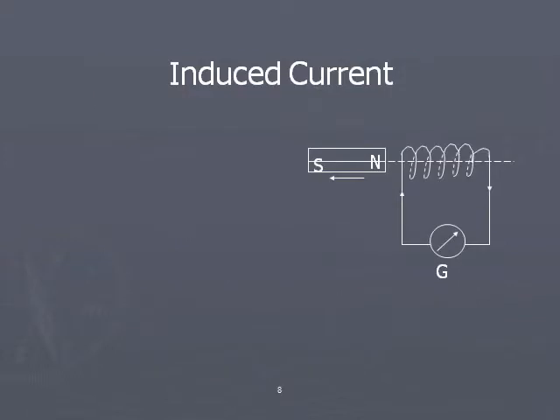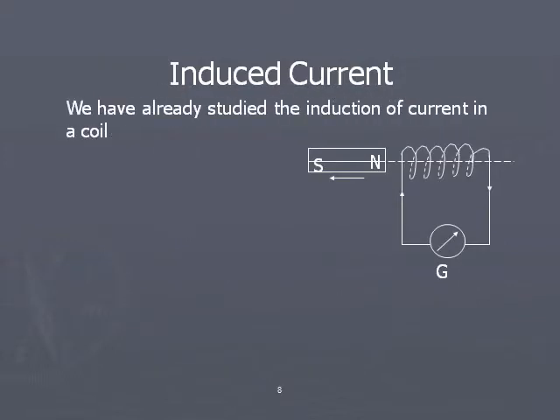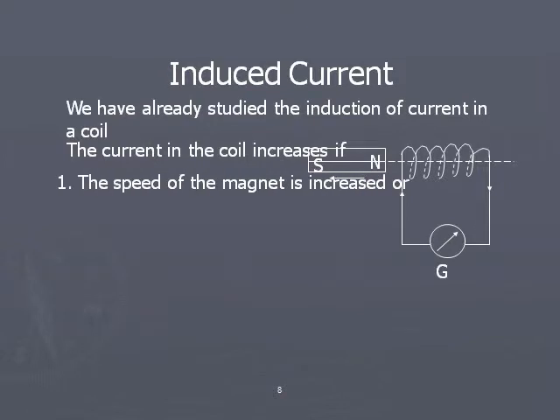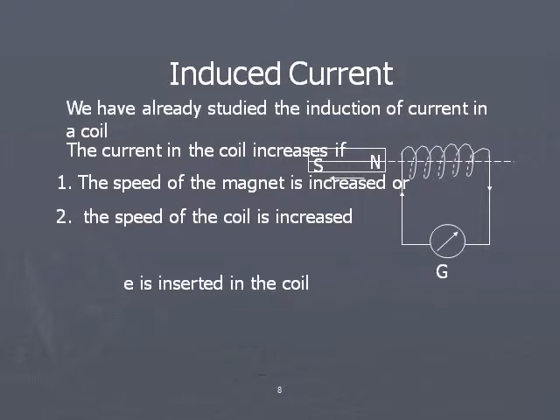Just now we have seen a current created in the coil whenever the magnet is moved or the coil is moved. Now let us see the factors on which this current depends. The induced current depends on the following factors. One is the speed of motion of the magnet. If the speed of motion is increased, then the current will increase. Or if the speed of motion of the coil is increased, then also the current will increase.